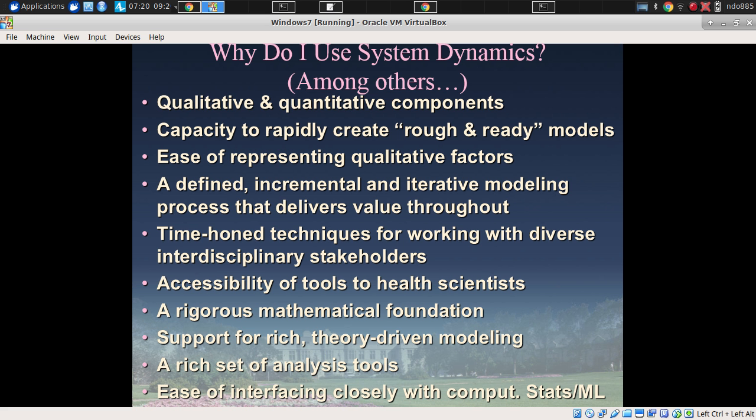It also offers techniques for working with diverse interdisciplinary stakeholders, for using models not as something that's producing estimates you've got to convince people are well grounded, but as something they've contributed to. The model is actually used as what we call a boundary object. It's used as a common point of understanding for people who speak very different languages.